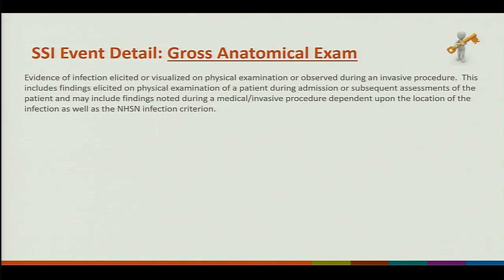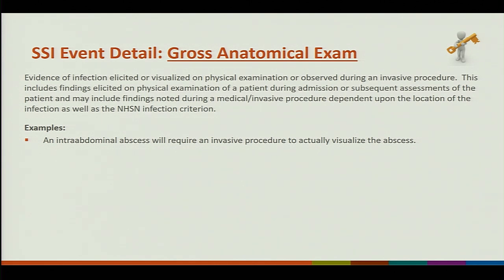Another question that we get from time to time is about gross anatomic exam, and this is actually a key term. Gross anatomic exam is defined as evidence of infection elicited or visualized on physical examination or observed during an invasive procedure. It could be during admission or subsequent assessments of the patient and may include findings noted during a medical invasive procedure, dependent upon the location of infection as well as the NHSN infection criterion. Some examples: an intra-abdominal abscess will require an invasive procedure to actually visualize the abscess. That's the key. They have to actually see it. That's gross anatomic. Visualization of pus or purulent drainage, including that from a drain, is gross anatomic.